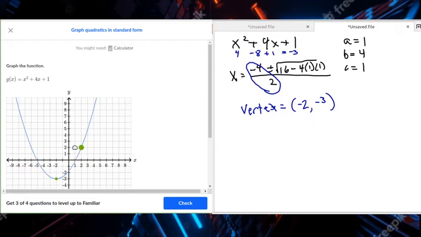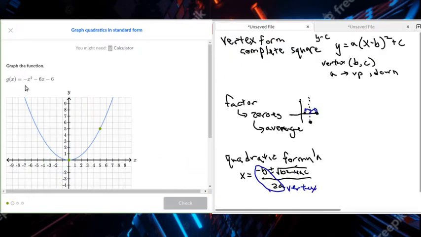And then to graph this, I really just need to find one other good point, and an easy point is where x is 0. If x is 0, then 0 squared plus 0 plus 1 is 1. So there's my other point: x is 0, the y-intercept is 1. And x equals negative 4 is also 1. We could check that to make sure we're not doing anything crazy here. Negative 4 squared is 16, minus 16 plus 1 is 1. That looks good to me.